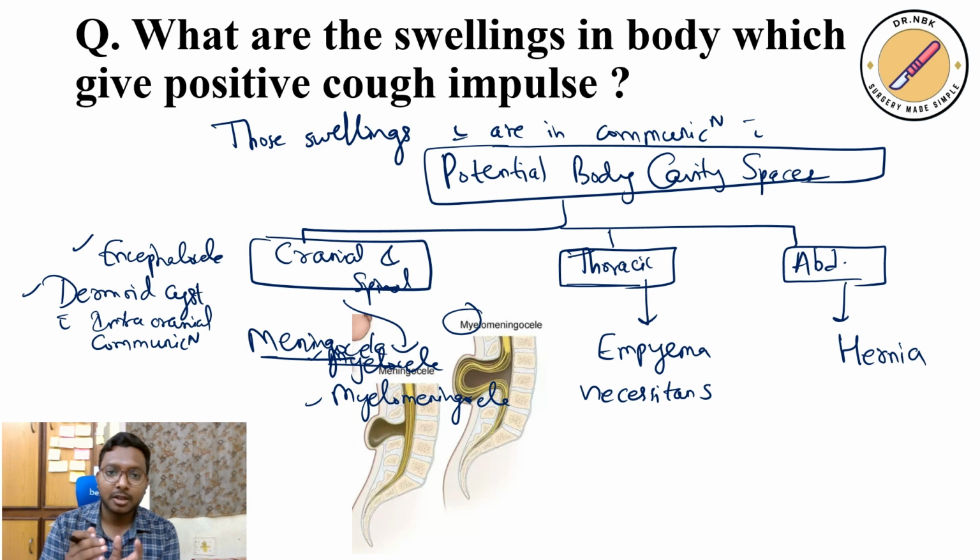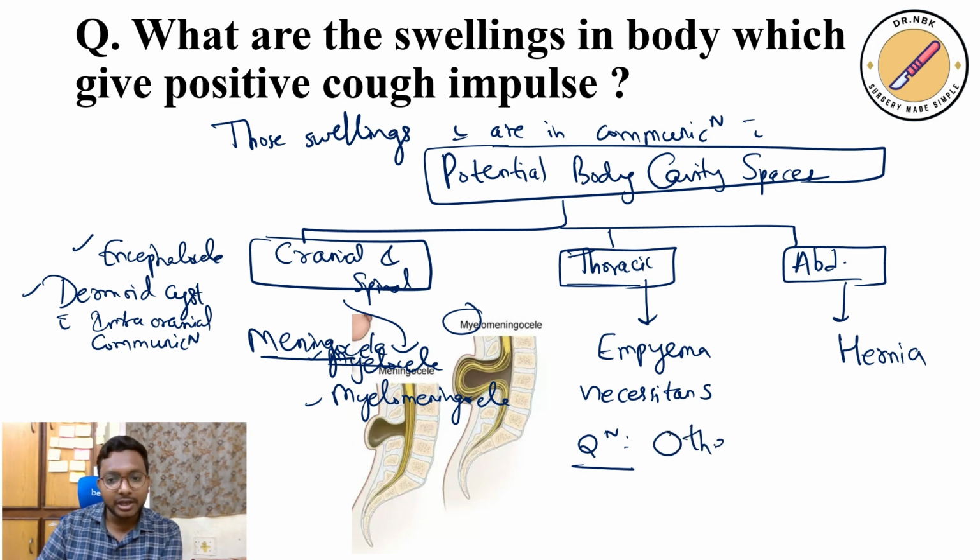So what are the swellings? Those swellings which are in communication with the potential body cavity spaces. What are the potential body cavity spaces? Cranial cavity, thoracic cavity, abdominal cavity. And lastly, only if the examiner asks you, you tell these examples, otherwise not required.